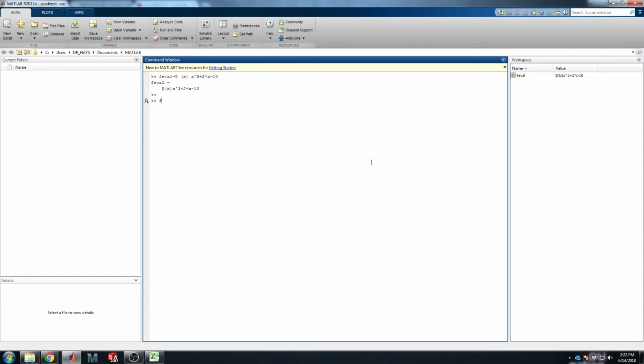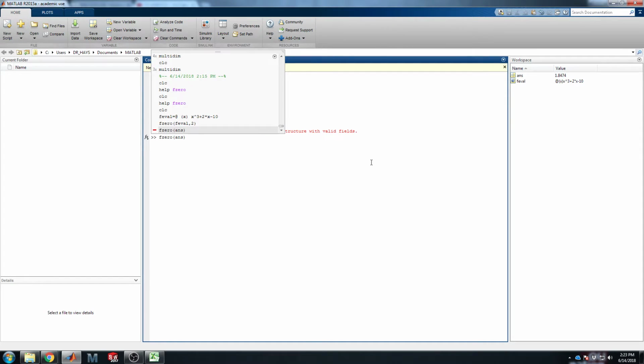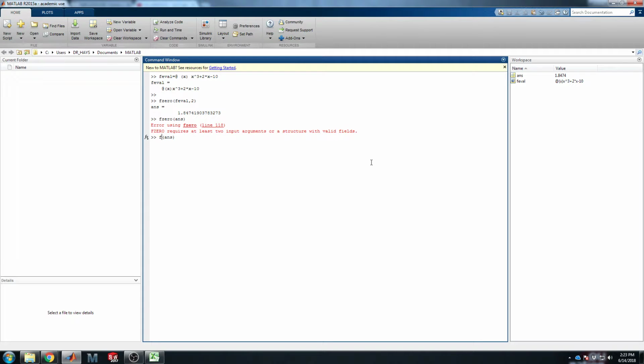And we can go to fzero, type in the function handle. That could be any name. I'm just following the name of the anonymous function we just defined. And I believe I have to give it an initialization point. And it finds the zero crossing, 1.847419.